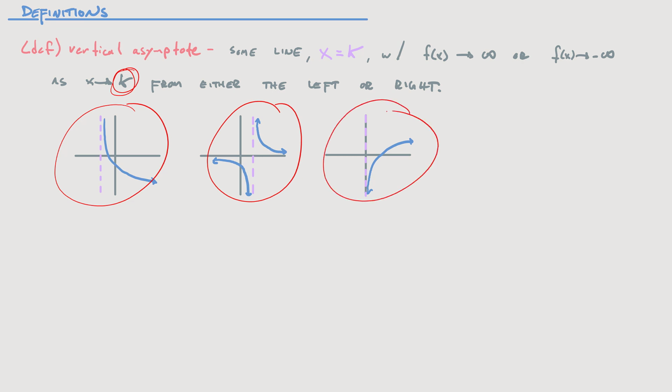But the fact of the matter is, if there is some x value, where as your x values approach that specific x value, your graph starts going down or up towards negative infinity or positive infinity respectively, then we know there exists this line called a vertical asymptote.